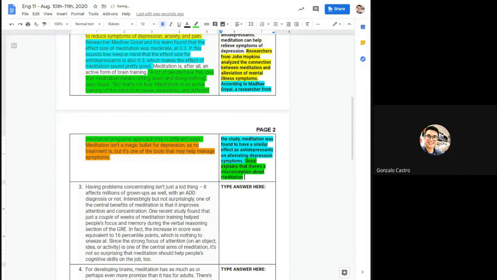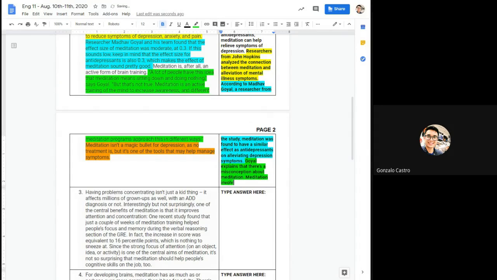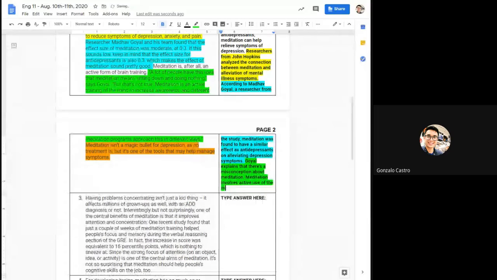Meditation involves, we'll say, active use of the mind, not passivity, not passiveness, meaning like you're sitting there and doing nothing.